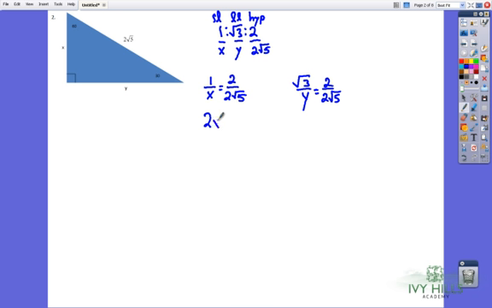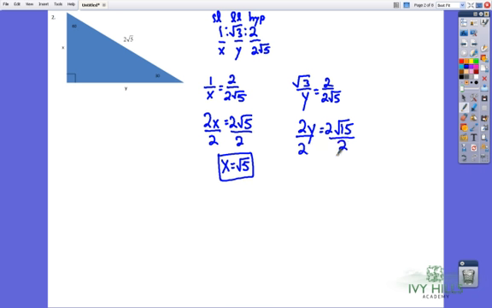Cross multiplying will give me 2x equals 2 root 5. Dividing both sides by 2 will give me x equals root 5. Cross multiplying this proportion would give me 2y equals 2 root 15. Dividing both sides by 2 will give me y equals root 15.